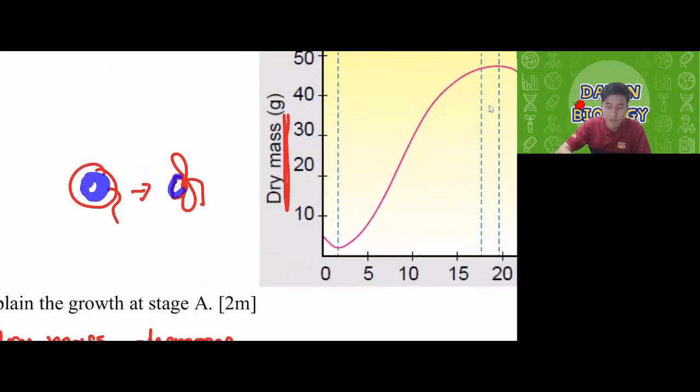Because inside is basically food. Seeds don't have leaves, so they cannot photosynthesize to produce their own food. So they will absorb the food inside to grow. Just like when you're inside your mother's stomach, you also cannot find your own food. You absorb food nutrients from the placenta. So this is like their placenta.